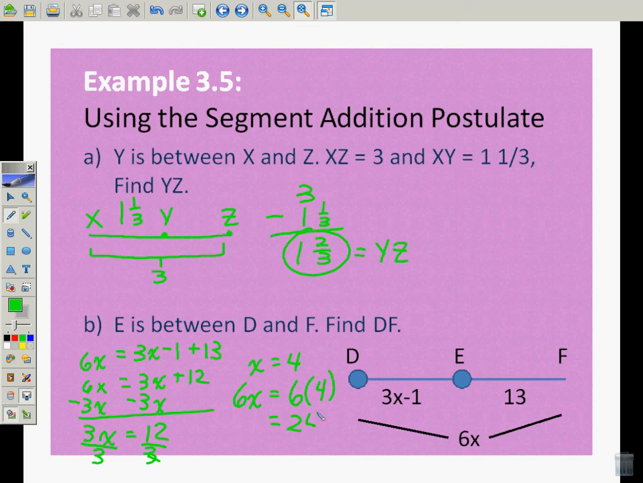Notice what I'm saying here. 24. We don't know what the units are, but we've definitely got two parts here: finding x and then finding the length of the whole segment. These are good things. A couple more.